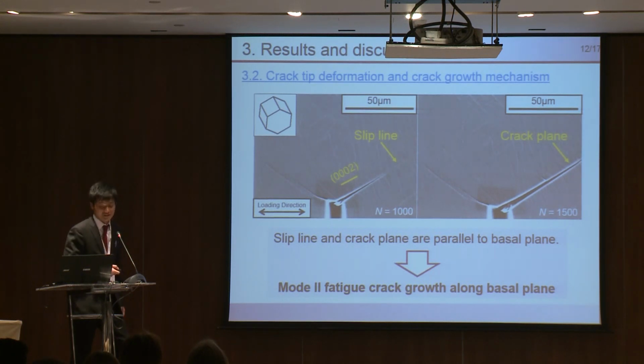Second, I explain crack tip deformation and crack growth mechanisms. This is the basal plane trace line, and here is the C-plane, and this is the crack plane. As you can see, the C-plane and crack plane are parallel to the basal plane. Therefore, this is the evidence of mode 2 fatigue crack growth along the basal plane.